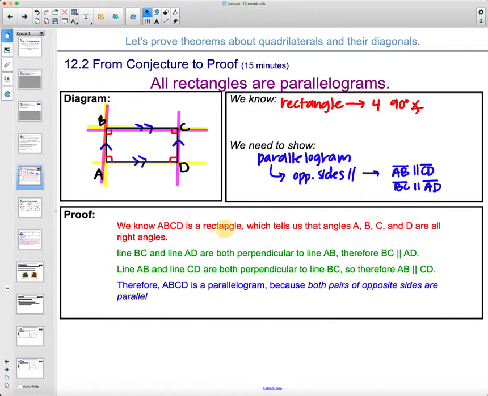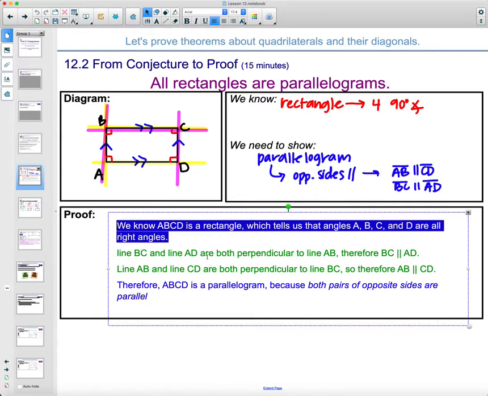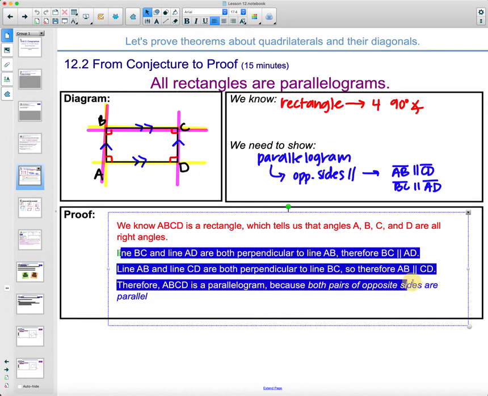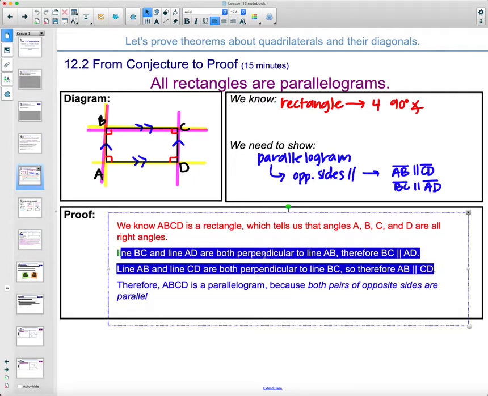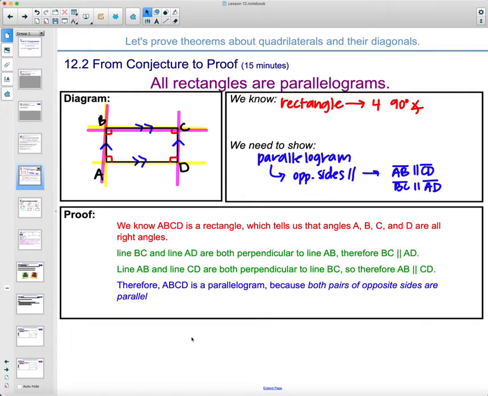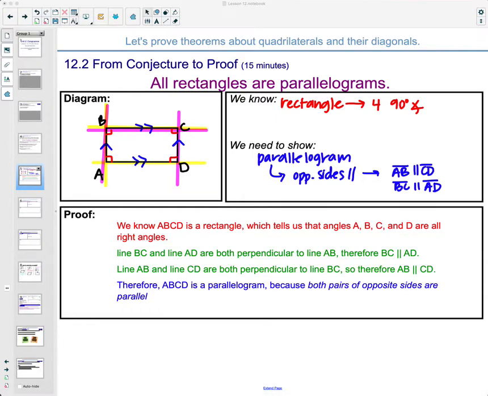Okay, so using what you were given, and then you figured out how to get what you needed, and you proved it with some facts. So that's the idea behind a proof. So that's on page 250 in your student workbook, and we're going to take a look at a couple more.